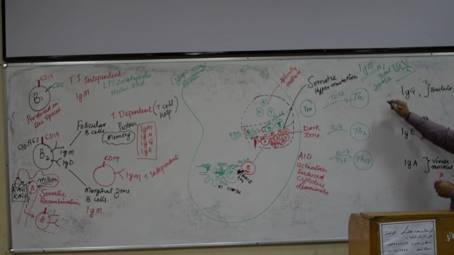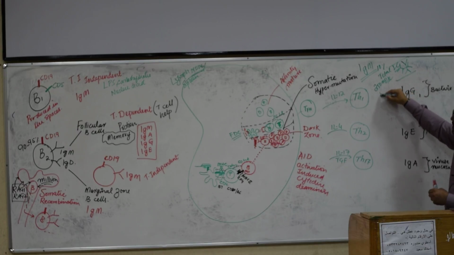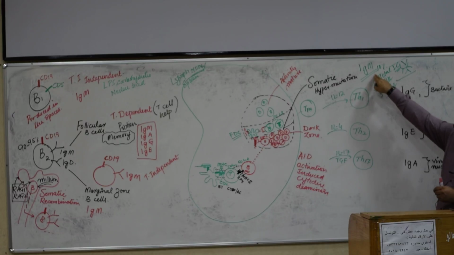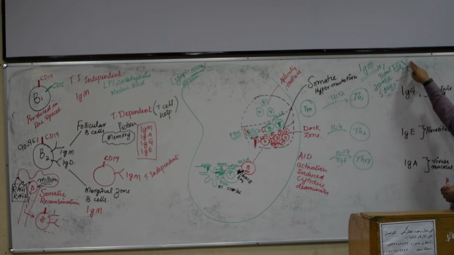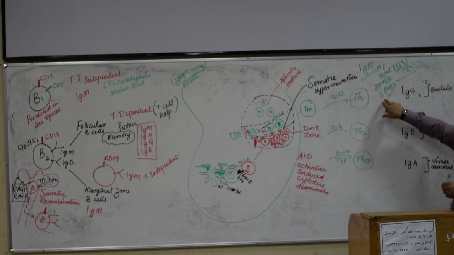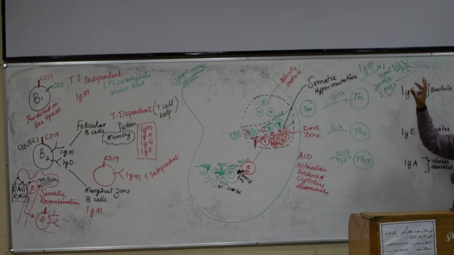Then the plasma half-life of IgM is around 5 days. So it's 10% of the total serum, 250 milligram per dl, pentameric in structure, very big, so it stays in the blood circulation. Its plasma half-life is 5 days. It is the main immunoglobulin of the primary immune response. It helps in agglutination and phagocytosis and complement fixation.